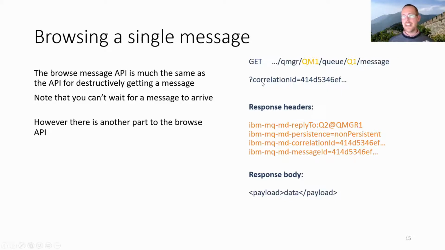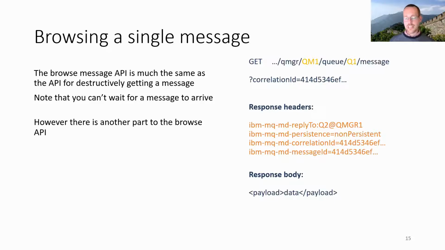So you can do a get via a particular correlation ID, and that will go and find that. If you don't provide a correlation ID, then you'll find the first message on the queue, or if you provide the correlation ID, it will go and find that particular instance of the message, and then it will return the message headers, or the MQMD, back to you as HTTP headers. And again, you've got the reply to queue, the persistence, the correlation and message ID, and then the message body comes back as the HTTP response body.